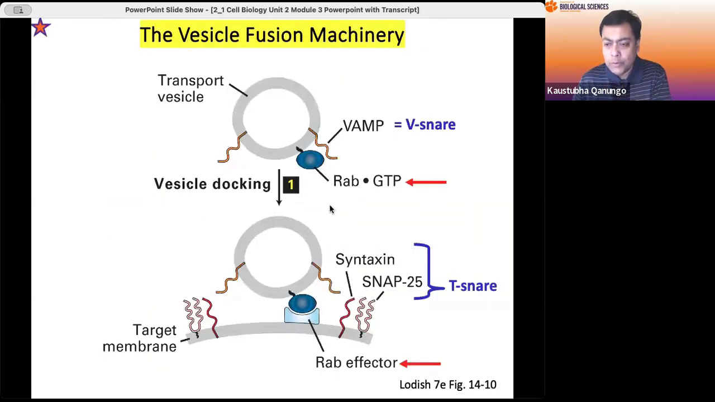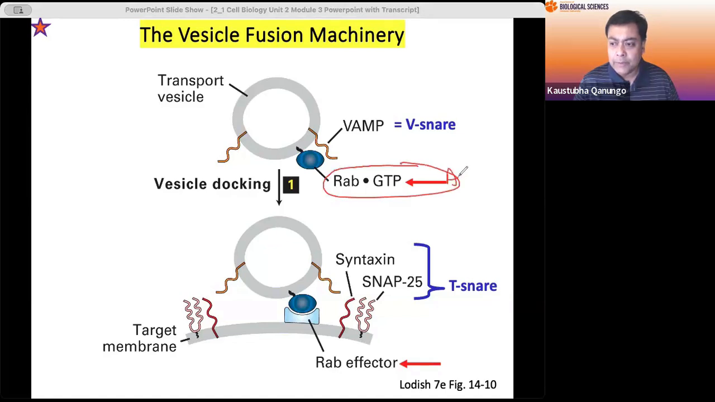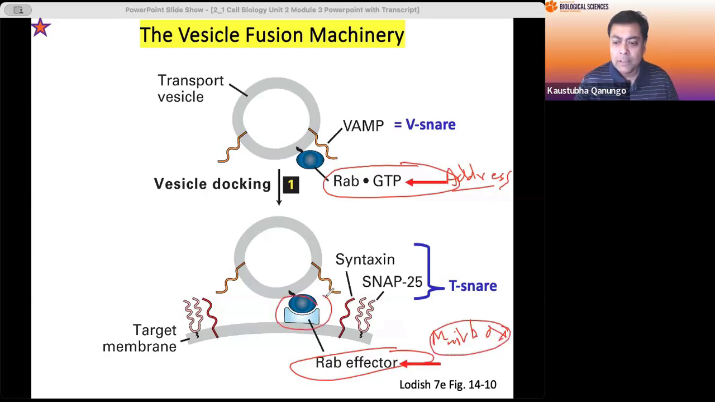So what we are going to see is that the transport vesicle has a RAB. This is a RAB-GTP. These are small GTP-binding molecules as well. This is essentially the address. Think about that: it is like the address on a letter, and you have the RAB effector. This is your mailbox in front of your house with the house number written on it. And they interact so that the vesicle is at the proper destination.